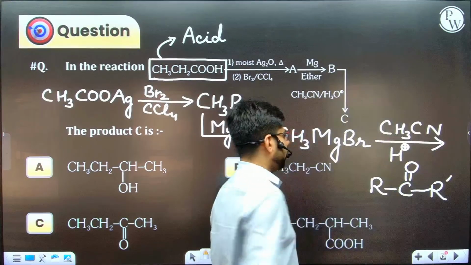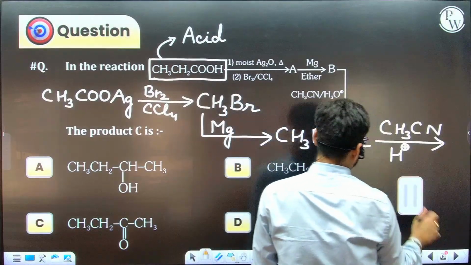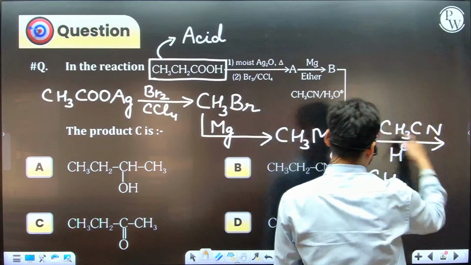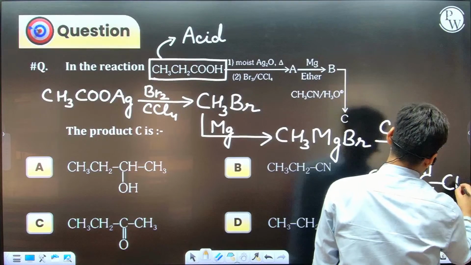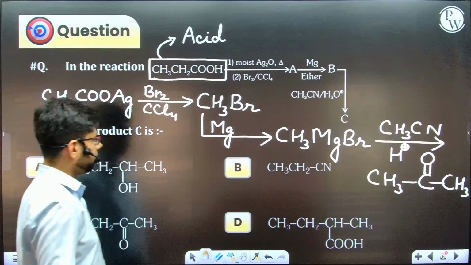This is a ketone. So what is R here? CH3 is R. And what is R dash? Even in this case, R dash is the same. That is, R dash is also CH3. So this is the product, right?